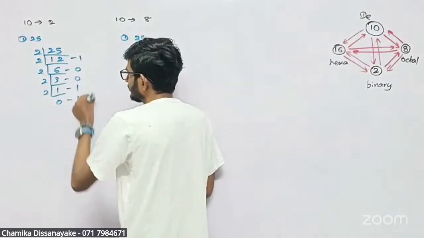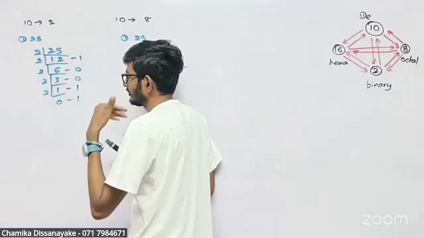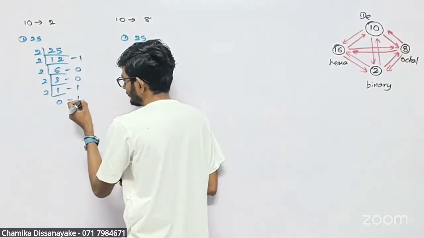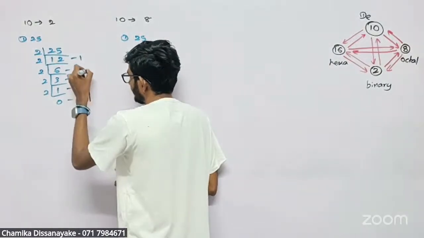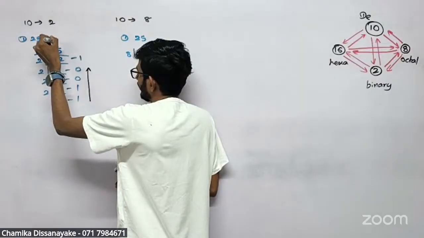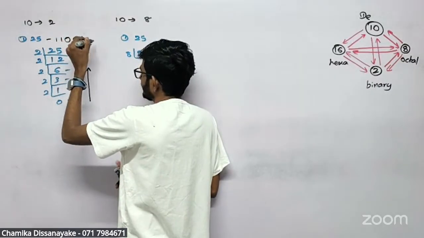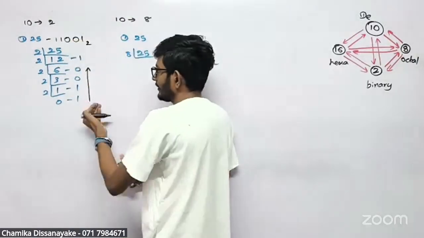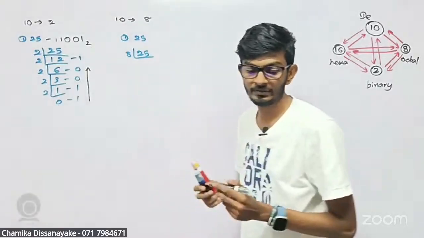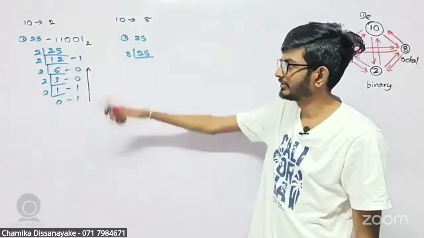Okay, that means it is easy to remember. Here we have divided our number, so then we need to write the answer. How can we write the answer? We need to start from the bottom and write to the top. That means 1, 1, 0, 0, 1. This is in base 2. Bottom to top, not top to bottom. That is the procedure to convert a decimal number into binary.